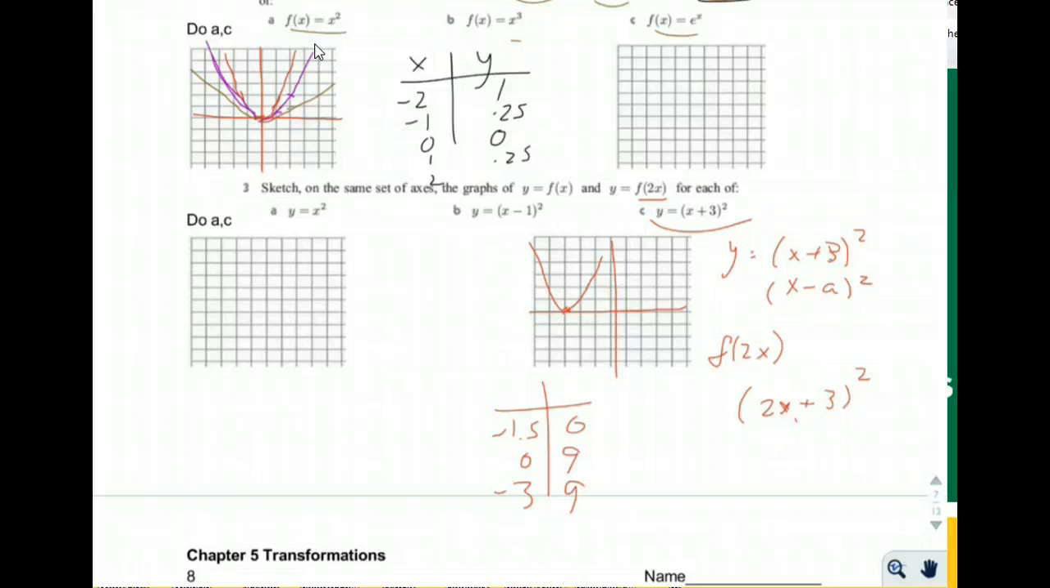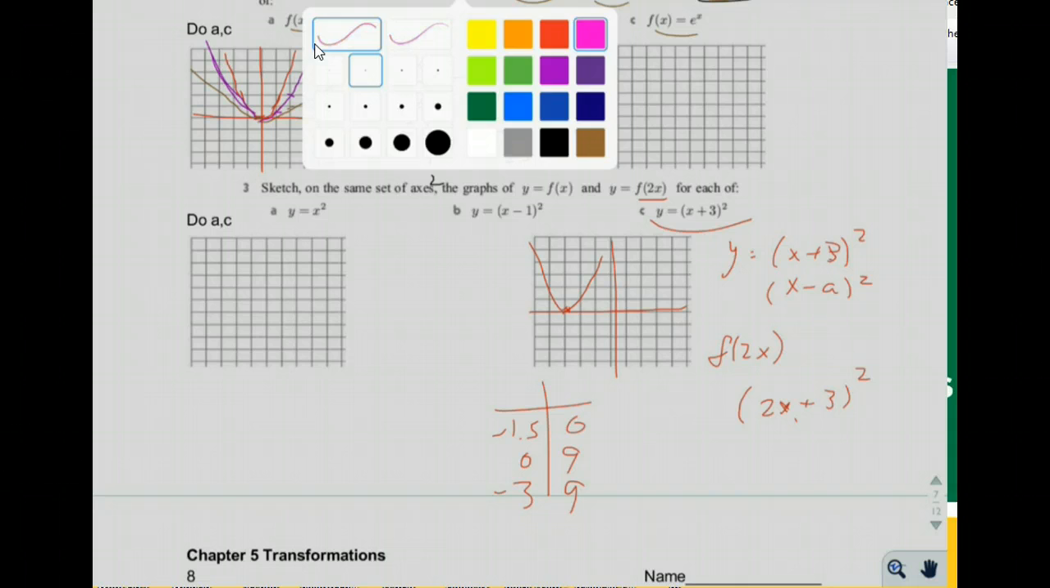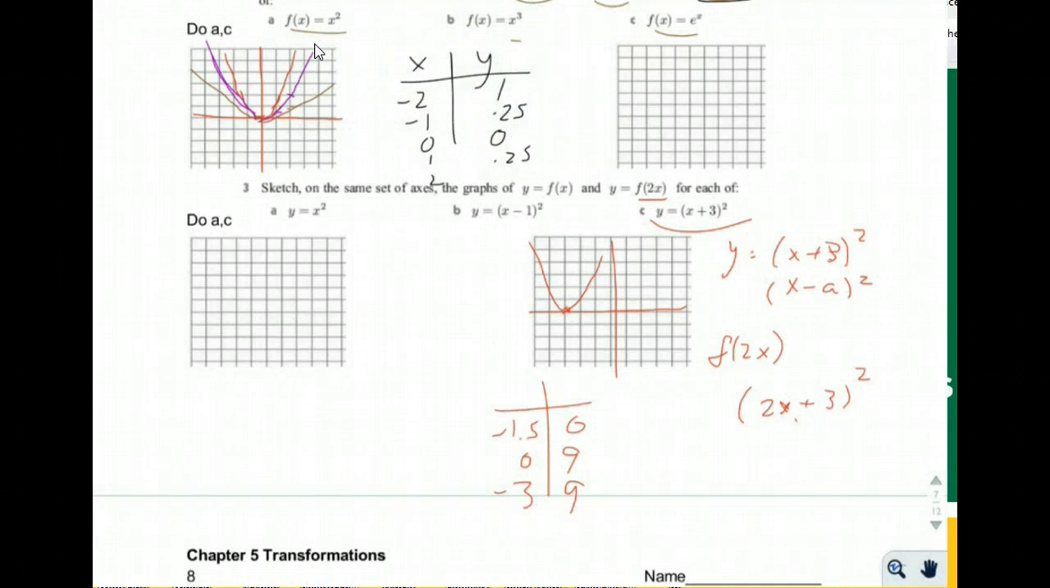So basically, this new version of the parabola is going to be centered at negative 1.5 comma 0. It's going to be right there. And it is going to be much steeper because at 0 it is already at 9, and at negative 3 it is also at 9, so it's a much steeper parabola.